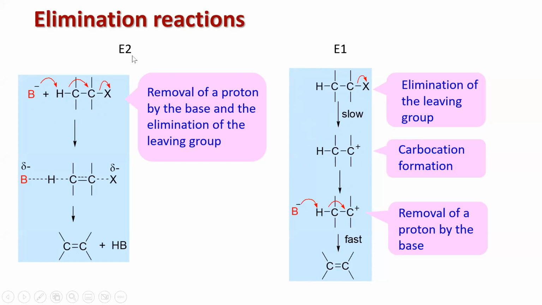So we'll look at this E2 in detail. You can see removal of a proton by the base, right? This B minus is the base. So elimination takes place when hydrogen is abstracted by a base. So this is an acidic hydrogen and it is abstracted by a base, right? And the elimination of the leaving group. X is the leaving group, most preferably bromide, iodide, or some other halide group, right? Or something else even, right?